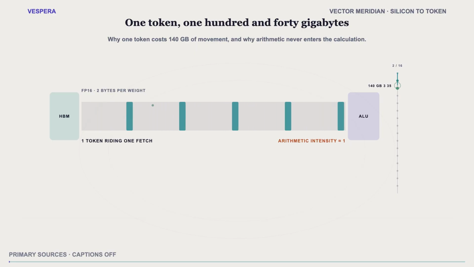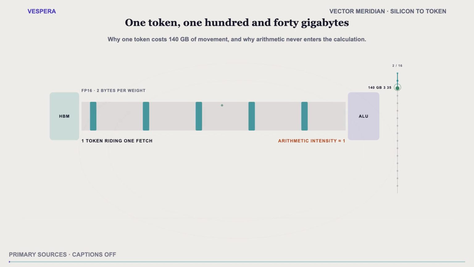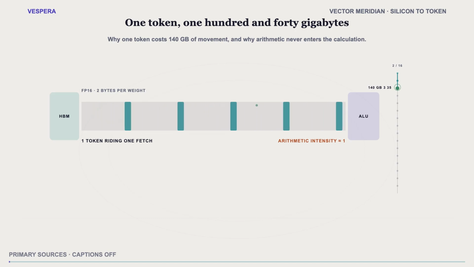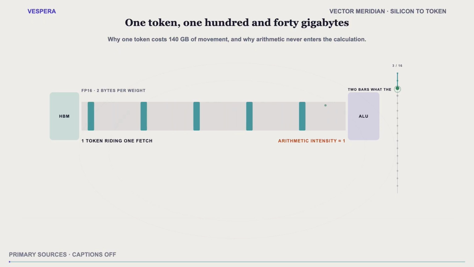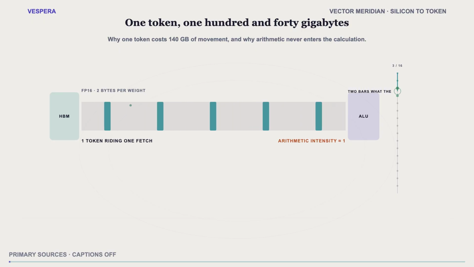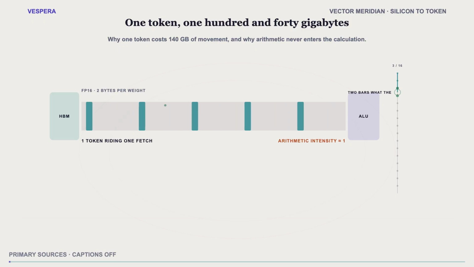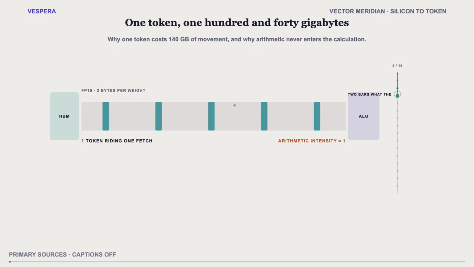Now ask it for a single token, one word roughly. To produce that one token, the model performs a forward pass, and a forward pass touches every weight exactly once. Not most of them, not the relevant ones, all of them. There is no mechanism in a dense transformer by which a weight sits out a forward pass. So producing one token requires reading 140 gigabytes out of memory, and into the arithmetic units.